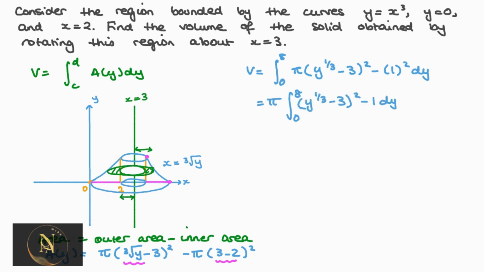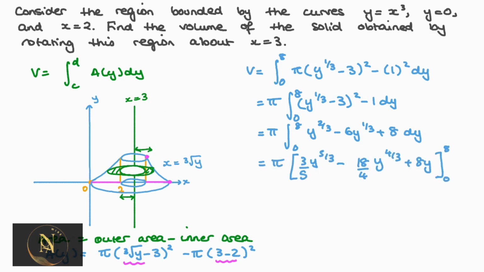We take out a constant factor of pi, and then we distribute our parentheses. We end up with an integrand of y to the power of 2/3 minus 6y to the power of 1/3 plus 9 minus 1. And of course, 9 minus 1 is simply 8. We then integrate by raising the exponent of each term by 1 and then dividing by that new value. So we get pi times 3/5 of y to the power of 5 over 3 minus 18 over 4 times y to the power of 4 over 3 plus 8y.